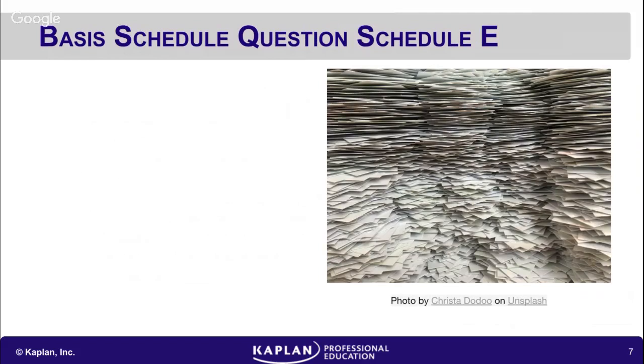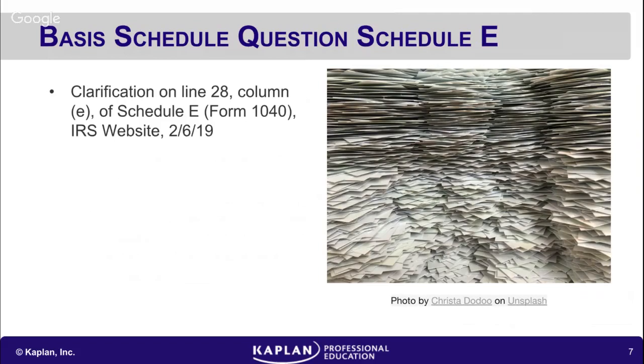Now, on to our next change. We did partnerships. Now we're going on to, I love when the IRS posts things on websites these days. They've given up on actually giving headlines. This article is titled, Clarification on Line 28, Column E of Schedule E, Form 1040. This article was posted to the IRS website on February 6th.